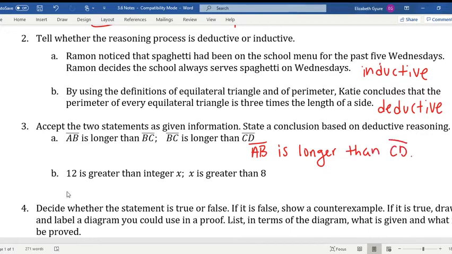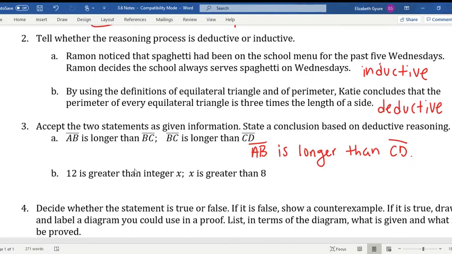And then for B, 12 is greater than integer x, and integer x is greater than 8. Well, if 12 is greater than x and x is greater than 8, think about what numbers x could be. X could be 9. It could be 10. It could be 11. It couldn't be 12 because 12 is greater than it.